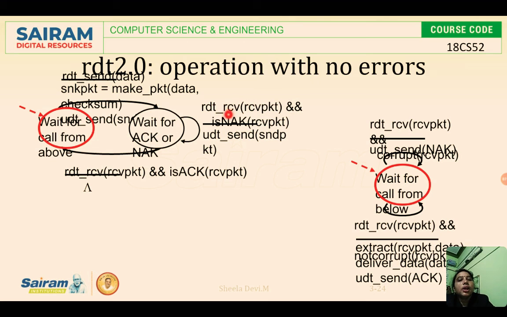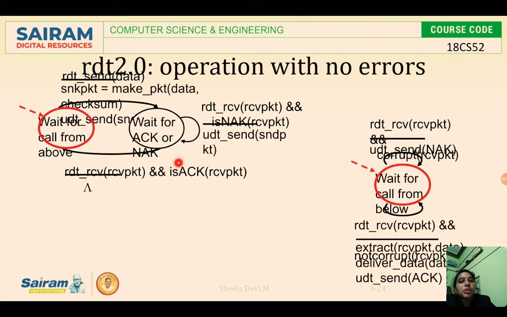See here, if the sender gets rdt_rcv(rcvpkt) and isNAK(rcvpkt), what should it do? It has to resend the data. See here, udt_send(sndpkt), the same packet is resent. After sending the packet, it moves to the same state, wait for acknowledgement or negative acknowledgement, because once it resends the data, it should wait again for the acknowledgement for the data which has been sent for the second time.